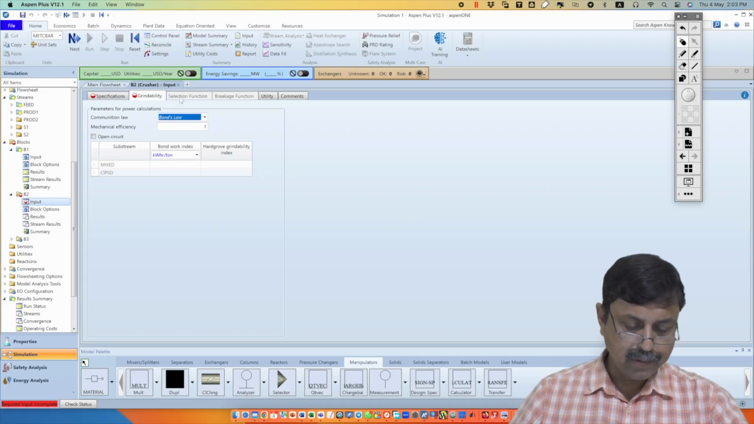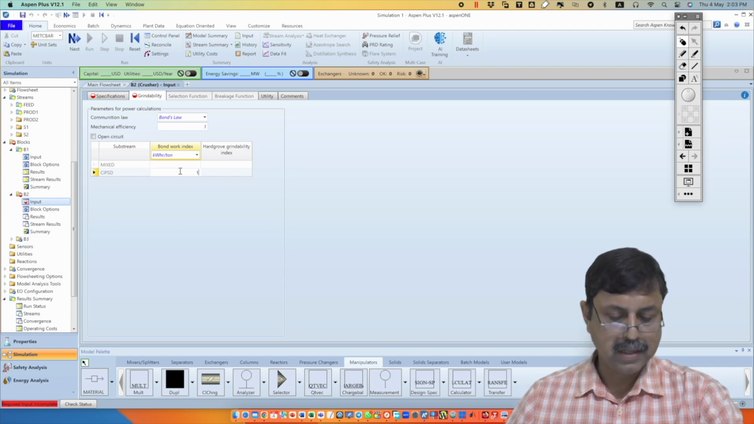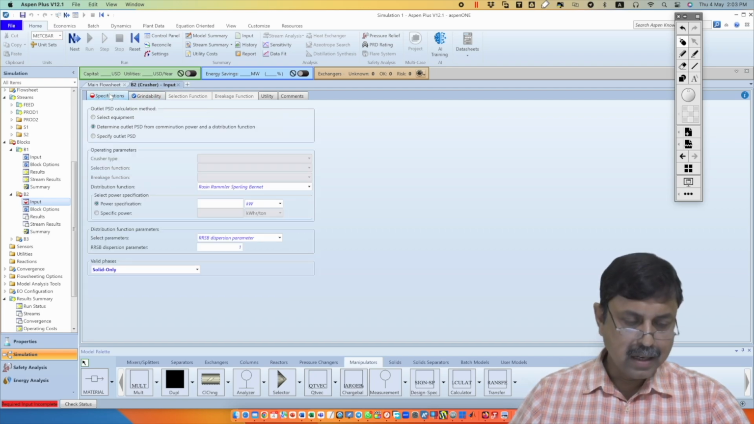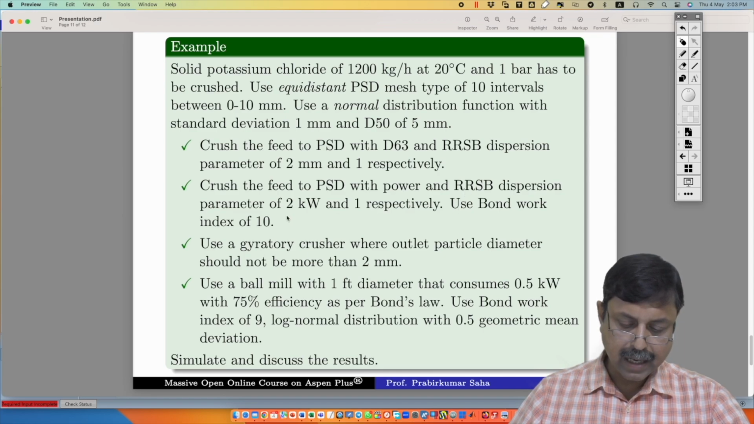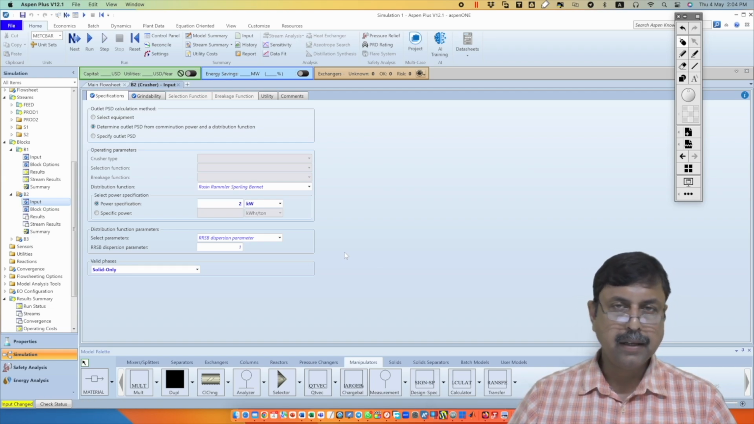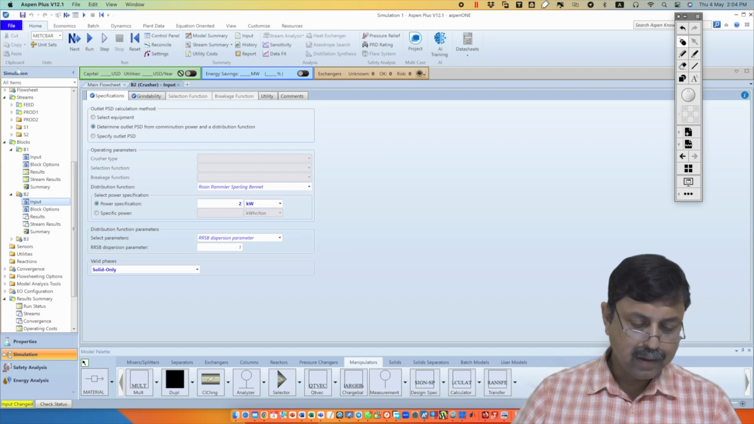We will use the Bond's law, and bond work index is 10. So we have to give over here Bond's work index 10. Remember, you have to set the bond work index of CL/PSD, not the mix, because there is no mixed flow over here. Now the RRSB dispersion parameter is 1 and power is 2 kilowatts. So you have to set power as 2 kilowatt and RRSB dispersion parameter 1. So the moment you do this, your entire thing is specified. So now it is ready to run.